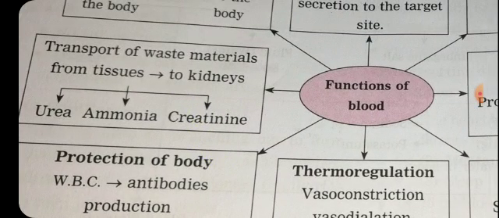Nitrogenous waste like ammonia, urea, creatinine are released by tissue into blood, which carries those to the kidney for excretion. So these waste materials like ammonia, urea and creatinine are transported from tissues to kidney, and finally they are thrown away because they are very harmful for our body. If they get accumulated in our body, then we will suffer from various harmful diseases.